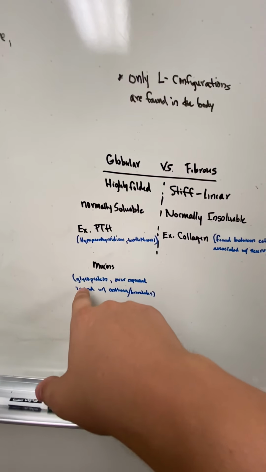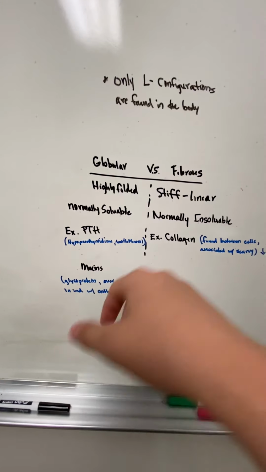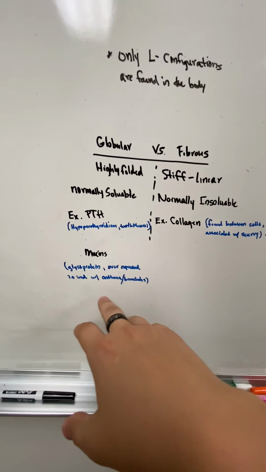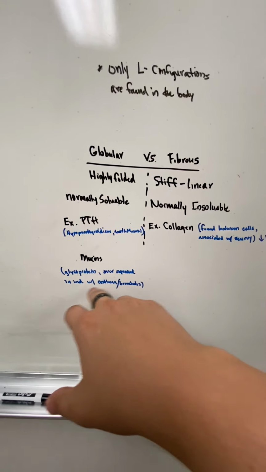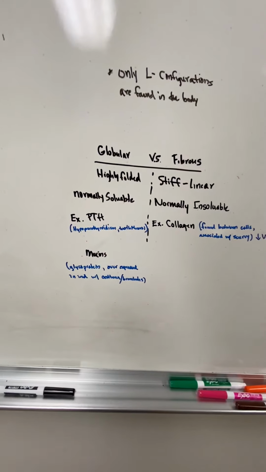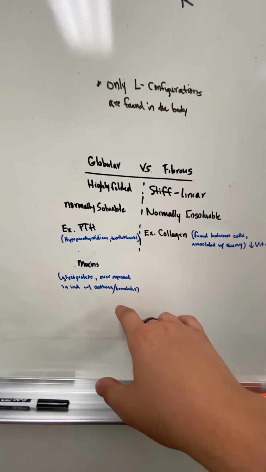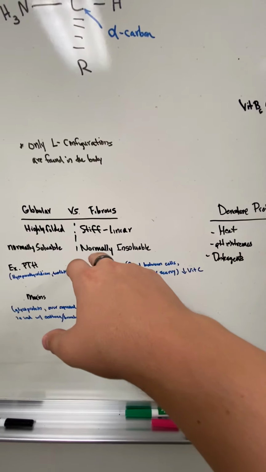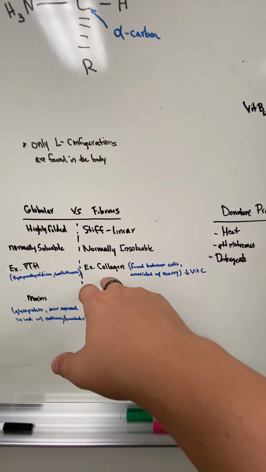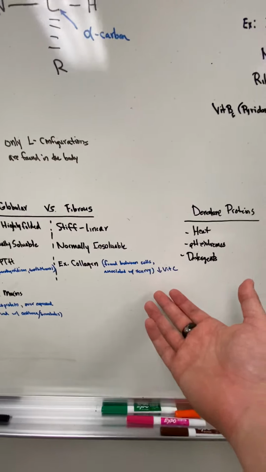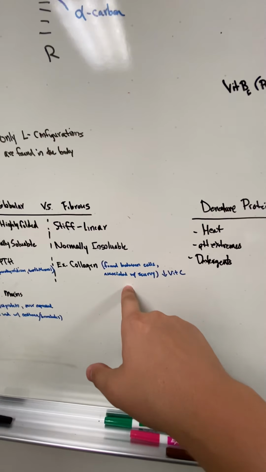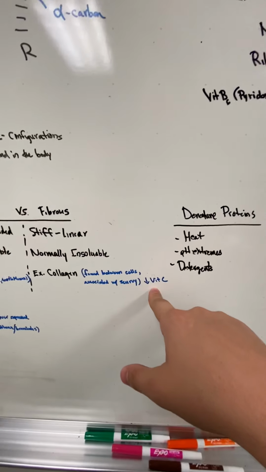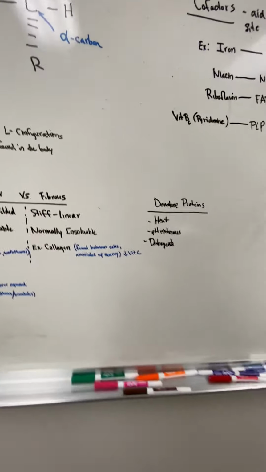So we have mucins, and they are glycoproteins, and they have pathologies. They're overexpressed in asthma and bronchitis. Fibrous, normally insoluble, like I mentioned. It's collagen, it's found between the cells, and it's associated with scurvy. And how to get rid of that? Well, scurvy is associated with low vitamin C, so you just drink some orange juice.